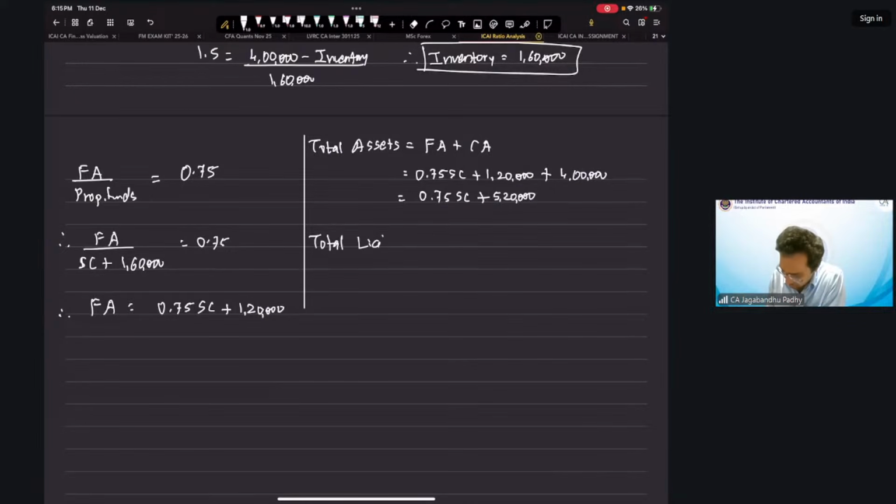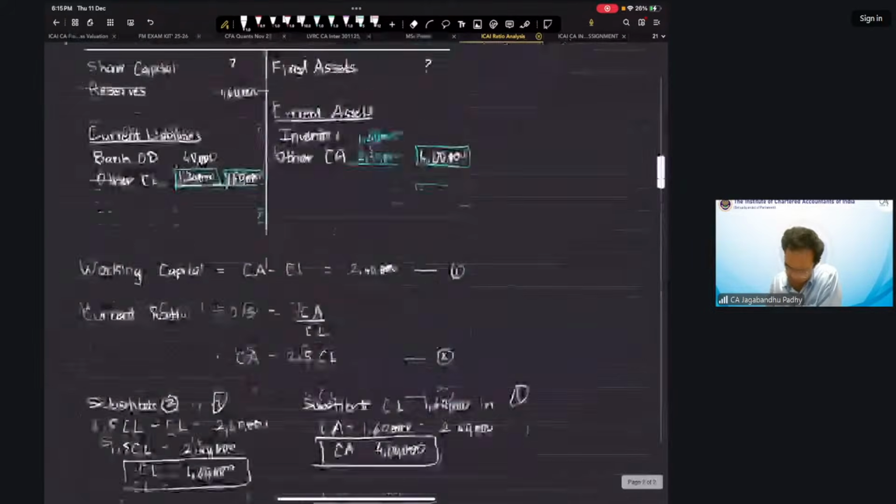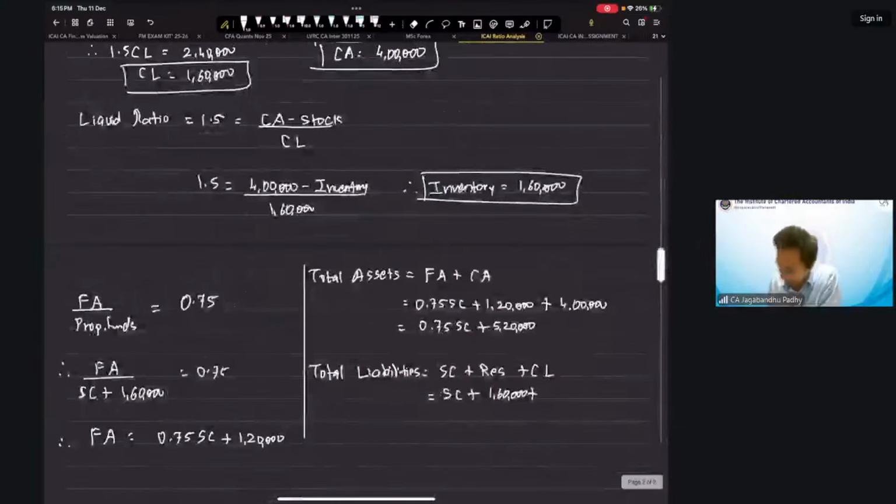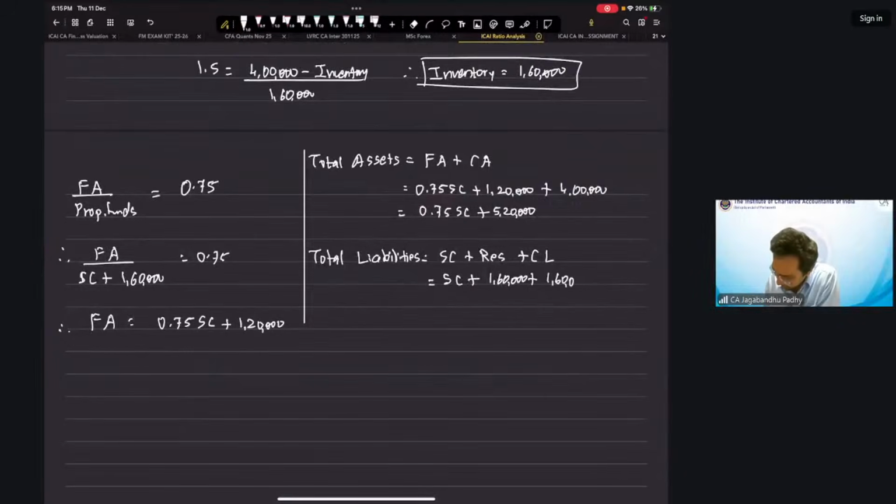Then we have total liabilities. So total liabilities is going to be share capital plus reserves plus current liabilities. Share capital is something that we are not aware of, but the reserves is 1,60,000 plus the current liability is also 1,60,000. So this becomes share capital plus 3,20,000. Now, of course, this is equation 3, this is equation 4.